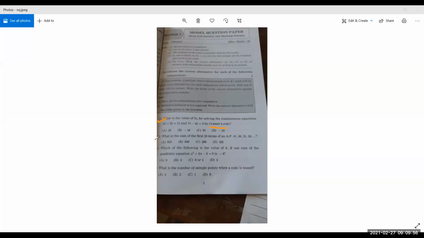Now next is, what is the sum of the first 10 terms of an arithmetic progression? Sum of first 10 terms means what we have to find here. Yes, we'll say this, what we have to find out here. Sum of first 10 terms. Sum is asked means what we are going to find out here.